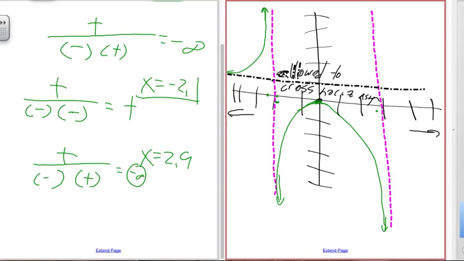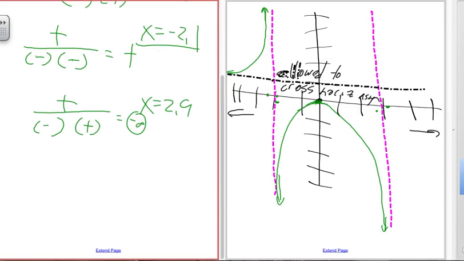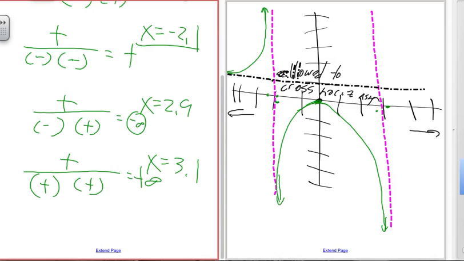Now I need to figure out what's going to happen on this side of the asymptote. So I'm going to pick 3.1. So 3.1 squared is going to be a positive. 3.1 minus 3 will be a positive. And adding two positives gives me a positive. So that means this goes to positive infinity out here. And it's going to come down and approach but not touch my horizontal asymptote.